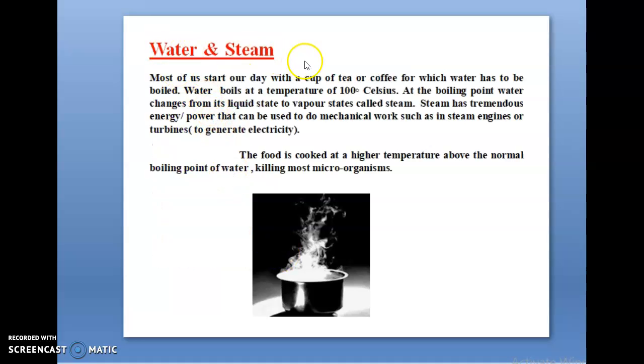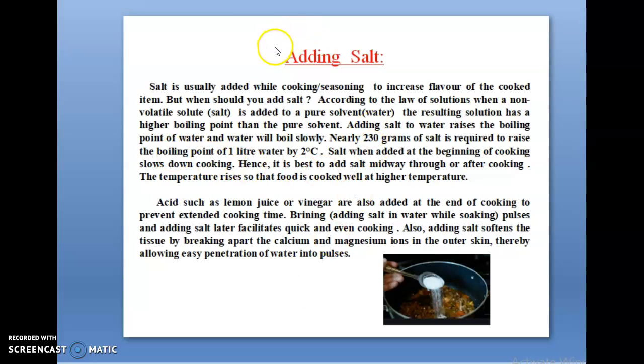You can see the first one, water and steam. Most of us start our day with a cup of tea or coffee for which water has to be boiled. Water boils at a temperature of 100 degrees Celsius. At the boiling point, water changes from the liquid state to vapor state, that is called steam. Steam has tremendous energy and power that can be used to do mechanical work such as steam engines or turbines to generate electricity. The food is cooked at a high temperature above the normal boiling point of water, killing most microorganisms.